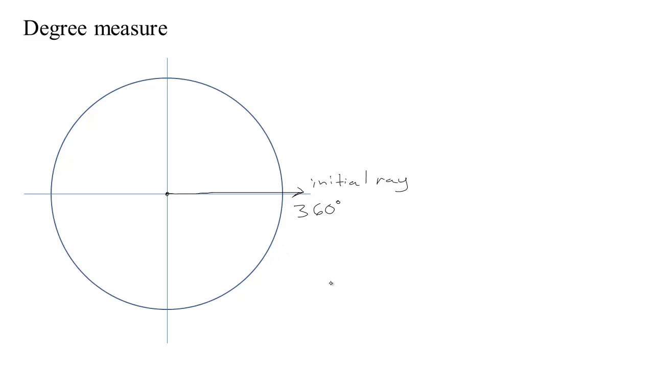Now, 360 might seem like a weird number. It's very close to the number of days, though. So the circle of a year is 365 and a quarter days. So 360 is kind of close to that, at least 5 days, so you can kind of party between Christmas and New Year's.